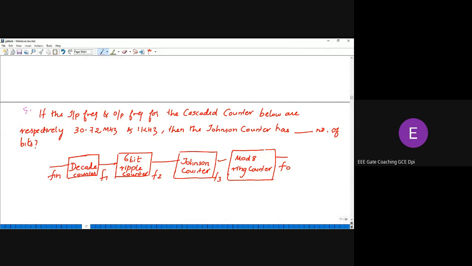So if the input frequency and the output frequency for the cascade counters below are respectively 30.72 megahertz and 1 kilohertz, then the Johnson counter has dash number of bits. Okay. So usually the output frequency is less than the input frequency. Okay.